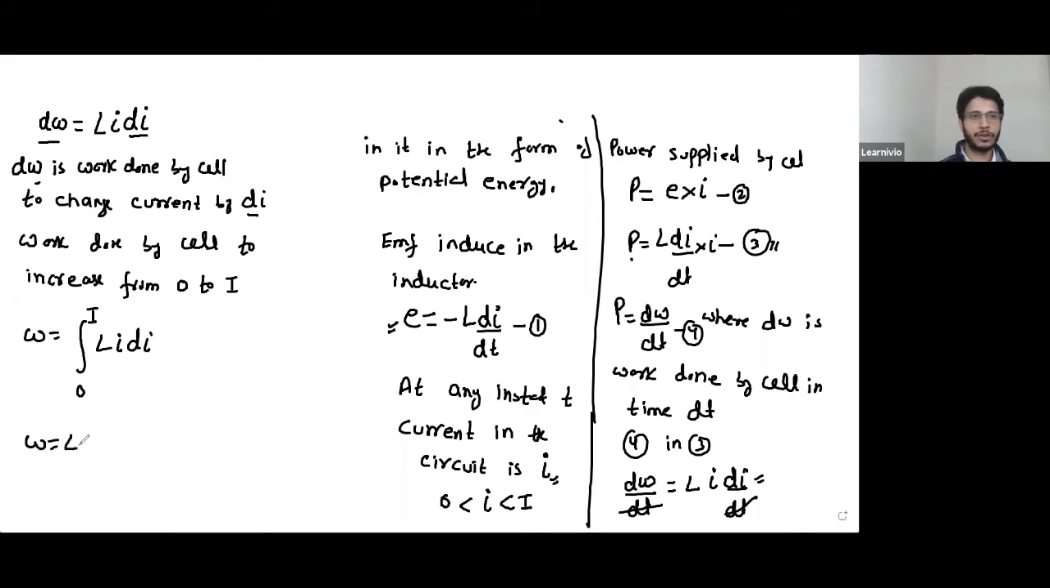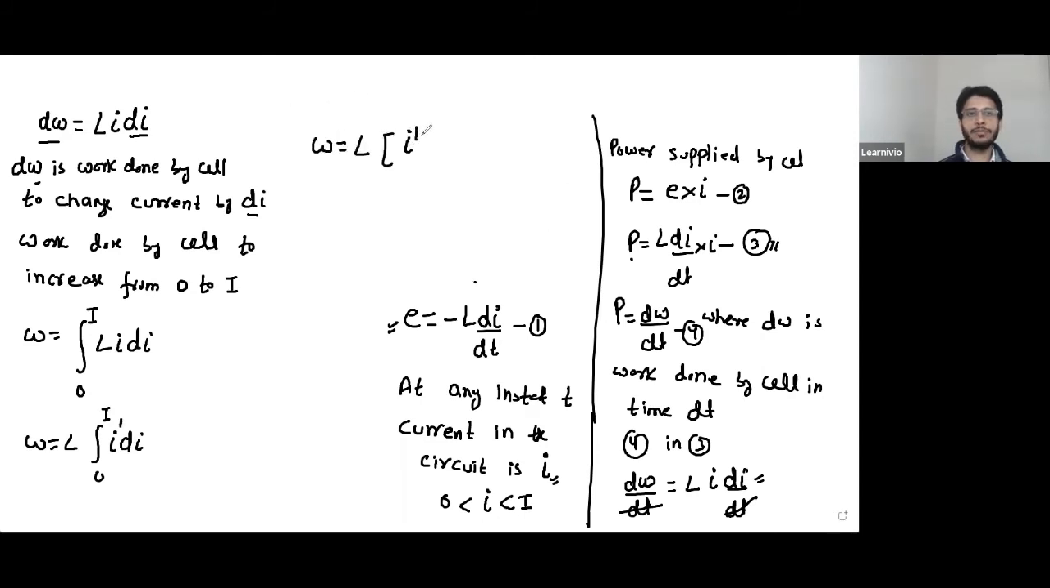So your L is constant. This is 0 to I, L I di. Okay, tell me the integral of I. What's the integral of I here? It's I to the power 1 plus 1 divided by 1 plus 1. Yes, remember, from 0 to I. So work done is equal to L, I square by 2, limit is 0 to I.